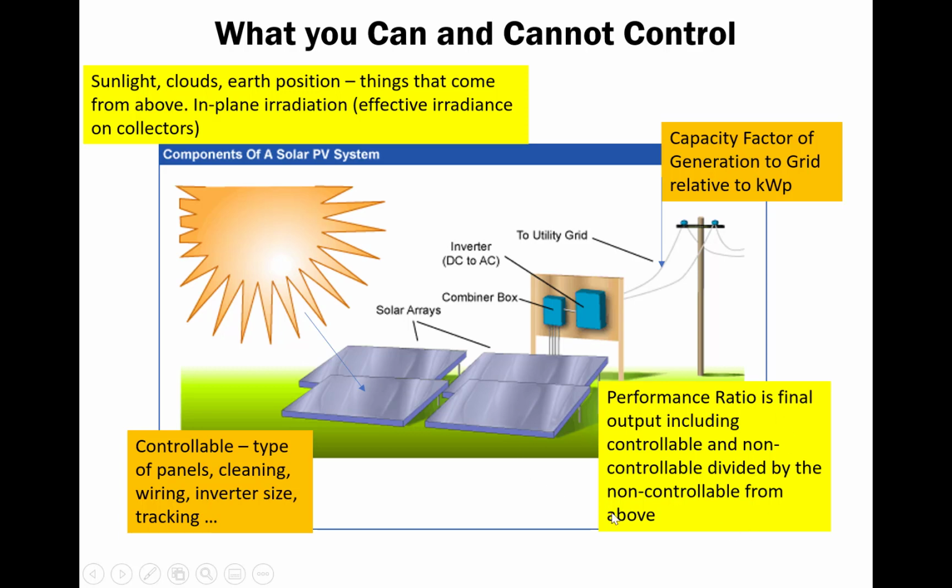These are all related to the performance ratio. So we don't control some things, of course, and we control others. That's where the performance ratio comes in. It measures the final output, including the controllable items, relative to the non-controllable sunlight that just hits the array. You can call this effective irradiation on the collectors, or you can call this in-plane radiation, whatever, just to understand.